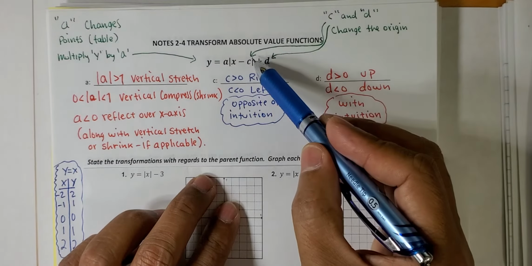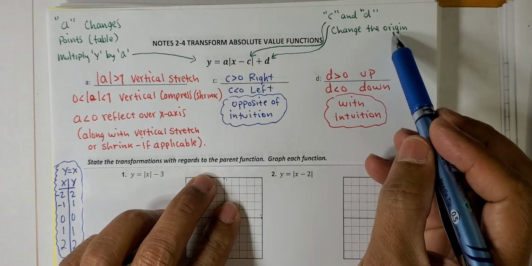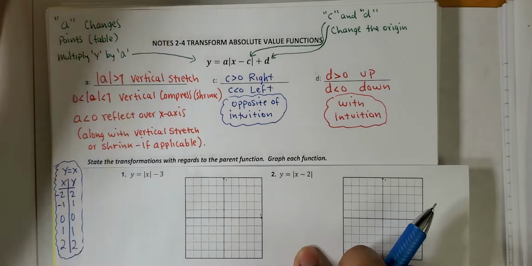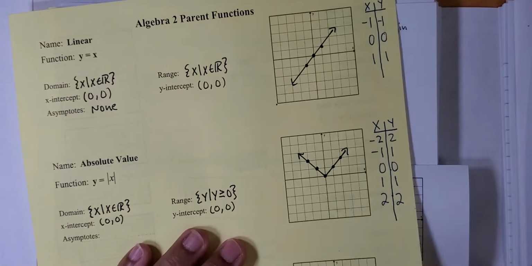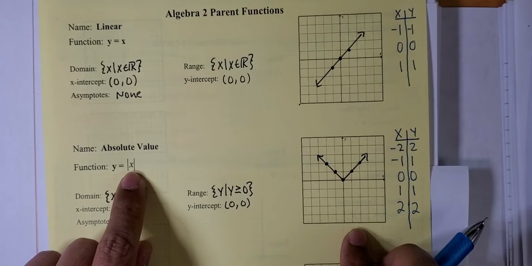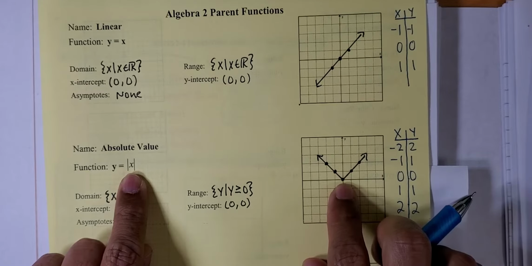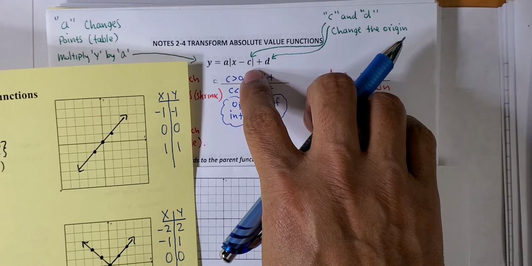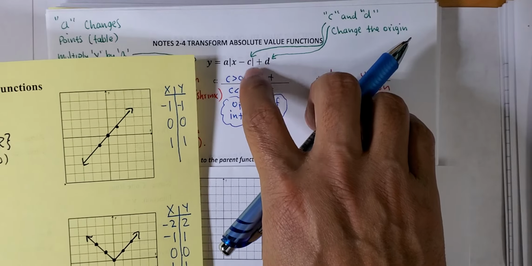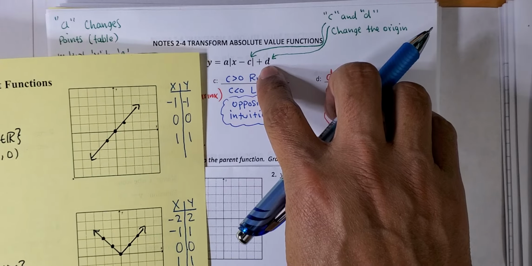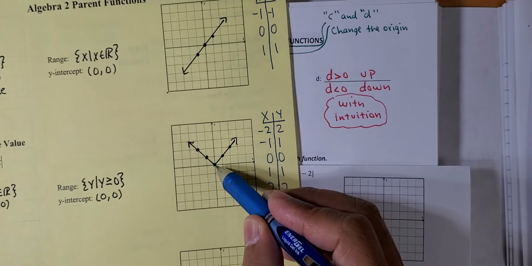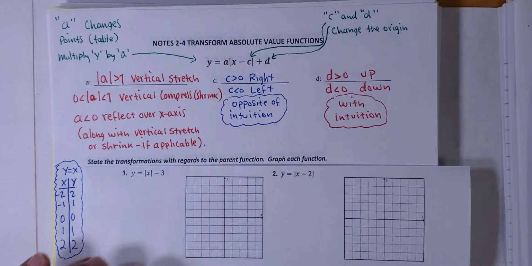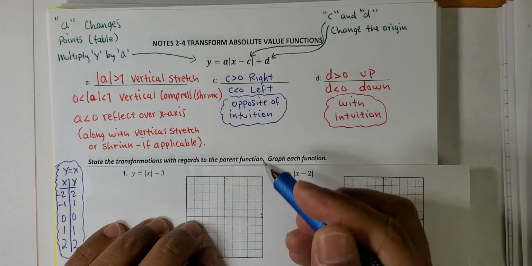And then if you look at the C value, C and D, they just change the origin. So if you only see a function such as this one here, this is the absolute value, the parent function, it's at the origin. But if you have a C value inside of the absolute value bars and a D outside, that just means that you're going to shift this point, which is the vertex, either left or right. Okay, so you'll see that also as I go through the examples.